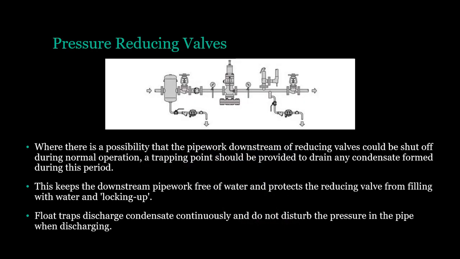Pressure reducing valves. Where there is a possibility that the pipework downstream of reducing valves could be shut off during normal operation, a trapping point should be provided to drain any condensate formed during this period. This keeps the downstream pipework free of water and protects the reducing valve from filling with water and locking up. Float traps discharge condensate continuously and do not disturb the pressure in the pipe when discharging.